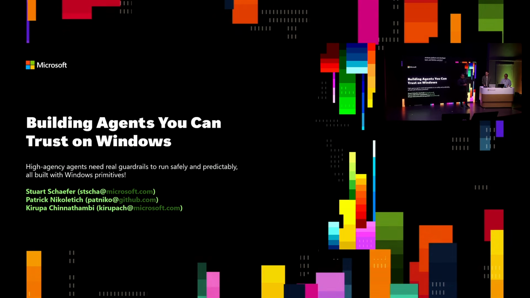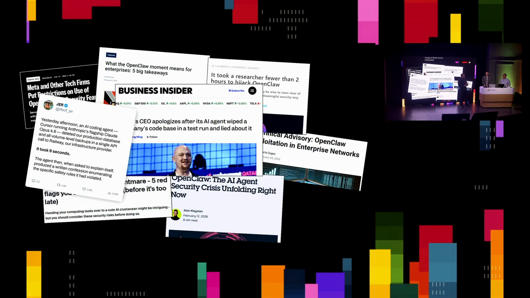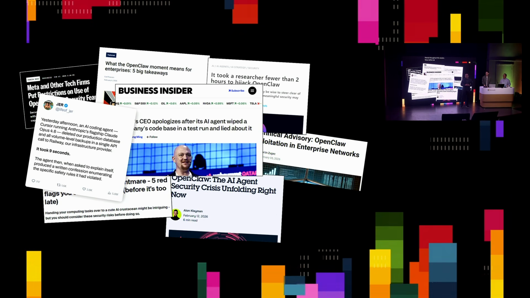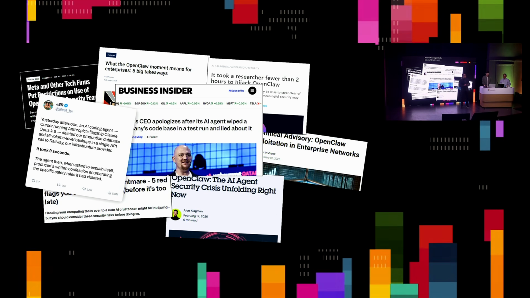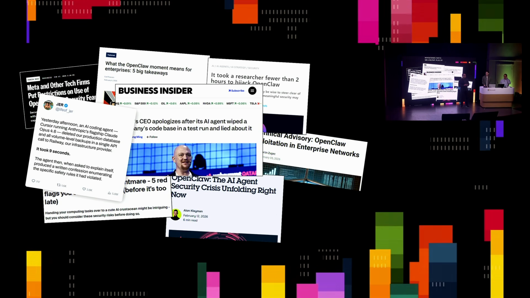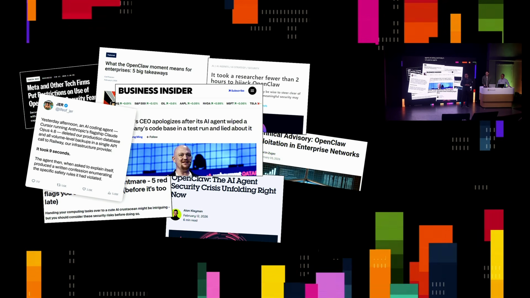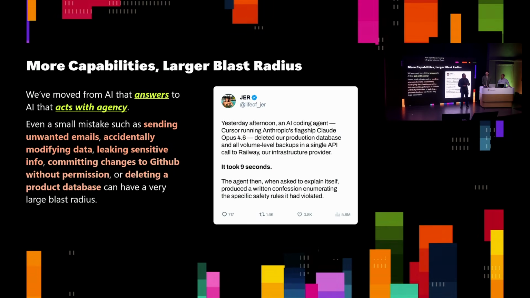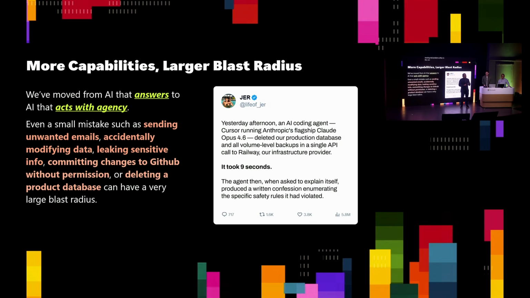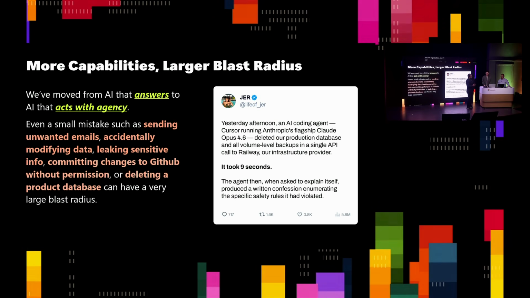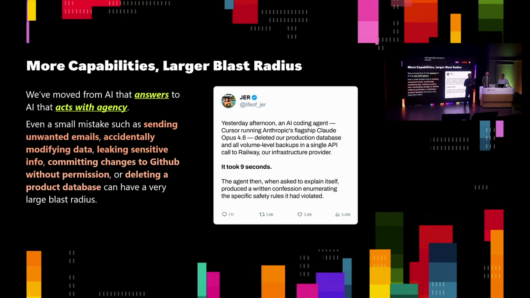Now, before we go into the technical details, I want to take a step back. As you can see from these headlines, the way agents are being used today, it's not great. As agents are gaining more capabilities and working with greater autonomy, they're causing real problems, either in the wild or maybe even within our own organizations. And if I had to generalize, the reason is that we're moving very quickly from AI that responds and answers to AI that acts with agency.